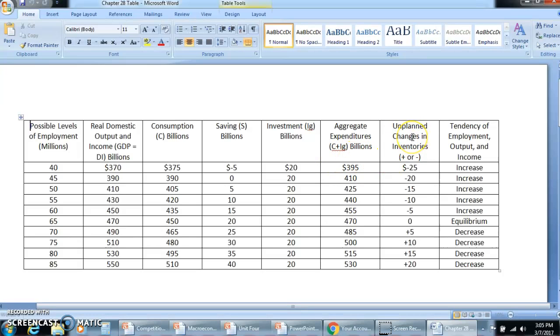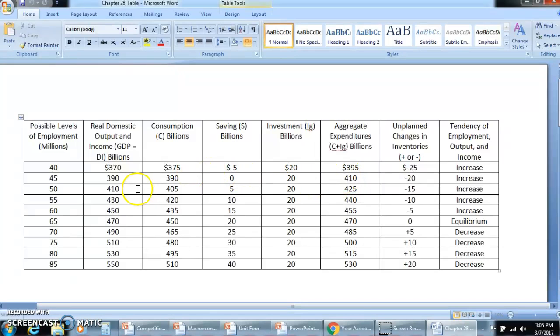Now, our last couple of columns look at our unplanned changes in inventory, based on what's happening with our aggregate expenditures in comparison to our GDP, and also the tendency of employment, output, and income. As we go through this, we're going to first look for where the equilibrium GDP is in this economy. If you look at the real domestic output, GDP, and compare those numbers to the aggregate expenditures, you can see that the economy is in disequilibrium at a number of different places.